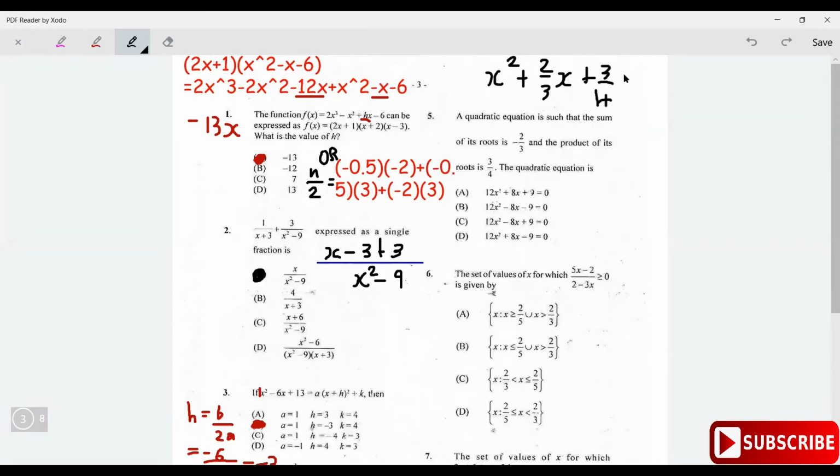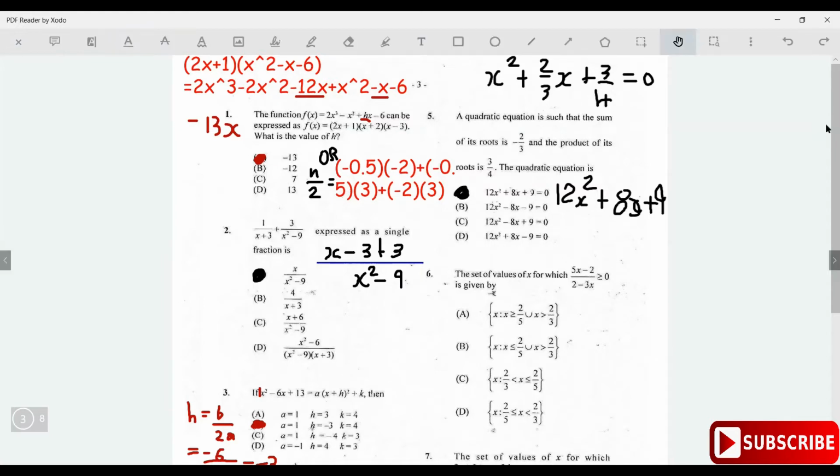And so in order to get the answer, all you're going to have to do is multiply through by 12. When you multiply this through by 12, you would get 12x squared. 2 over 3 times 12 is 8. So you get plus 8x. And then 3 over 4 times 12 is 9. So you get plus 9. This is what you'd get, which is option A. Nice. Next question.